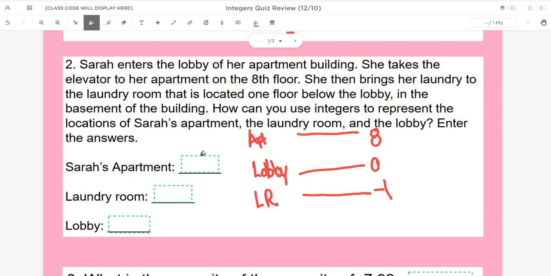So then it wants us to use those integers to represent the locations of her apartment, the laundry room, and the lobby, and enter the answers. Remember that when you are answering these, you want to type in the number in the green box. So we know that her apartment would be represented by the 8th floor, the laundry room is -1, and the lobby is our home base, which is the 0 there. Nice job.